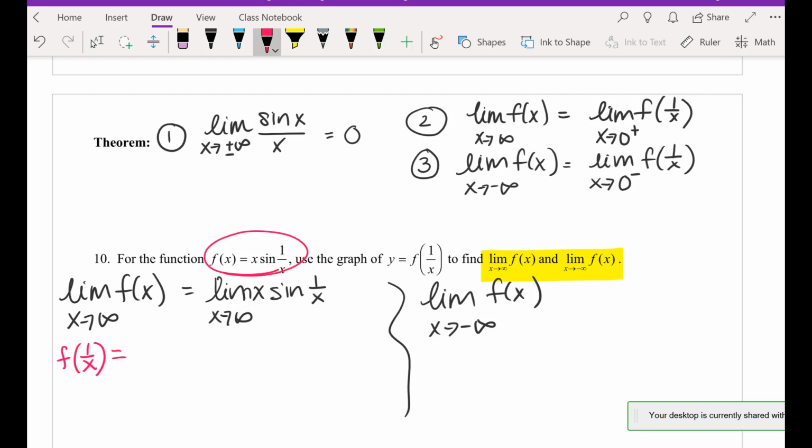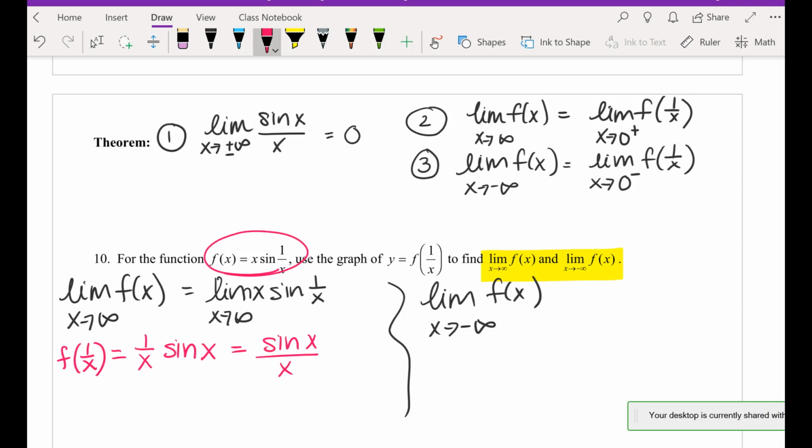So I'm going to take this function. I'm going to rewrite it as f of 1 over x. So this is now 1 over x times sine of 1 divided by 1 over x. So what does that make? That's right. It's just x. Which is, would you agree that's really sine of x over x? True or false?